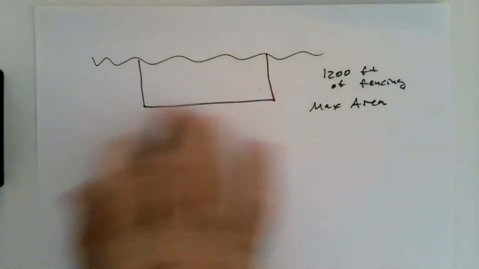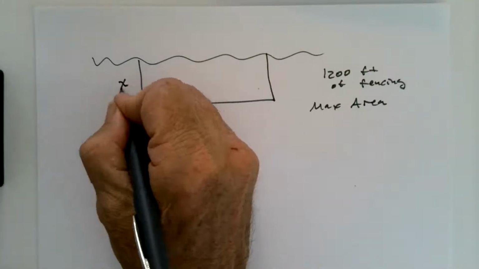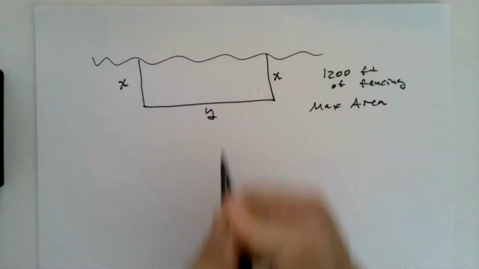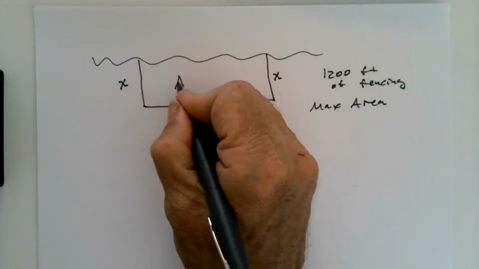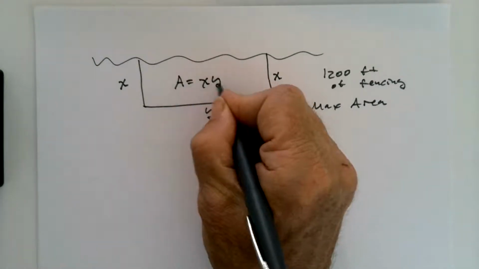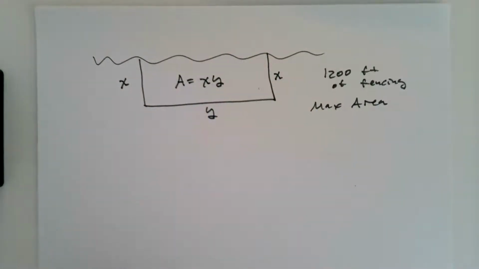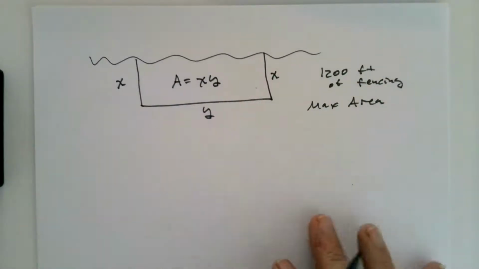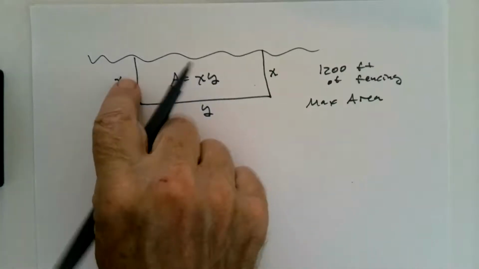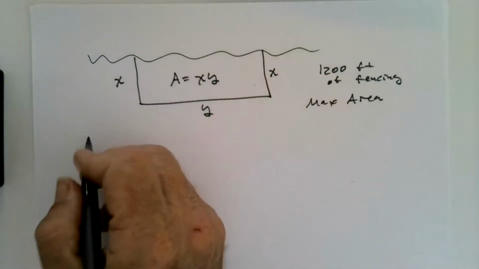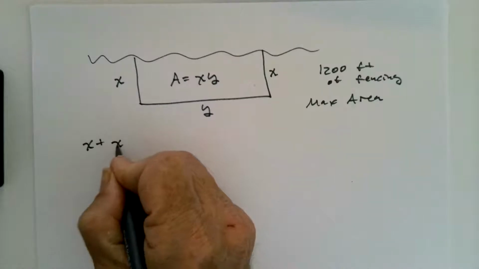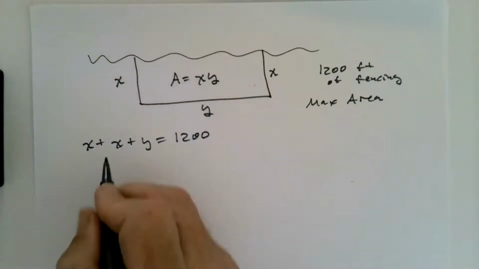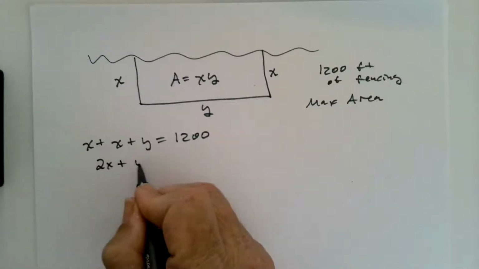So we're going to go ahead and lay this out. This distance we'll call x, which should be the same as this one. And this one we'll call y. So our area here is x times y. We know that he has a total of 1,200 feet of fencing. So if I put that together, 2x plus y is 1,200.